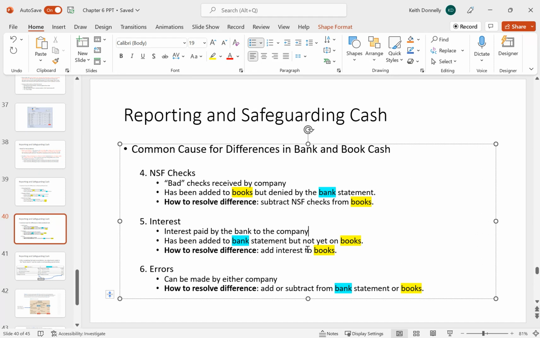Next one here is interest. This is interest paid by the bank to the company. You open up the bank statement. While you know you earn interest, you don't know the exact amount until you see the bank statement. So what's going on here is the bank has already added it, but you haven't added it to your books and records yet. Because the bank has included it, but you haven't, you have to include it to resolve the difference. Add it to your books. Errors, this can go either way, depending on the facts and circumstances. But if one side screws up, it can affect the other side.